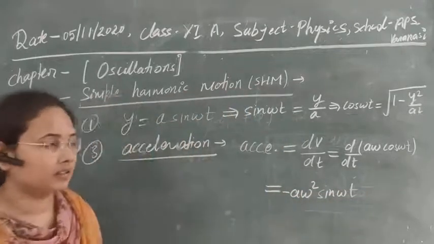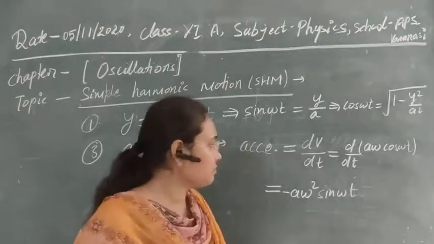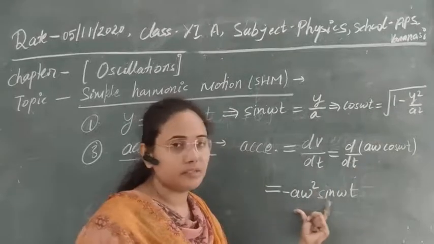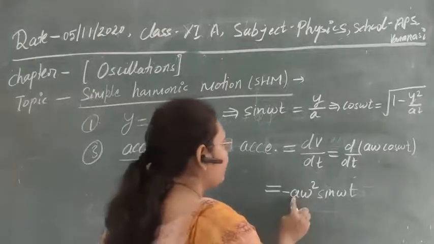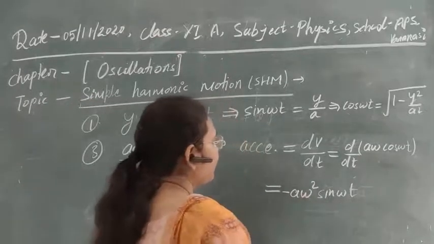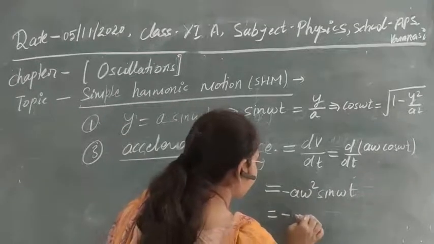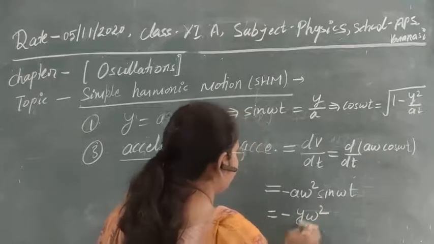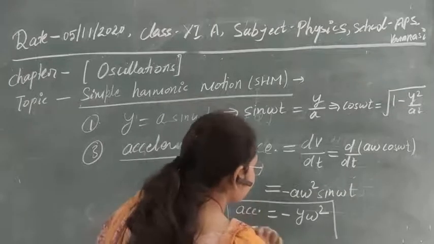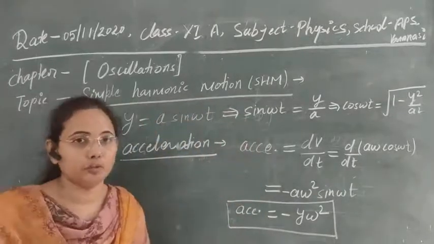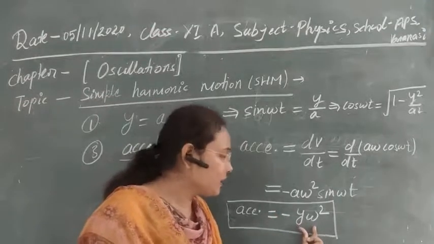Clear? Again we will get a constant omega here, and the differentiation of cos is minus sine. So with the help of this differentiation, we can easily obtain what the acceleration will be in this case. And finally, in place of a sine omega t, we can put y. So this value will be minus y omega square. So what will be the acceleration in the case of simple harmonic motion? If we talk in magnitude, its value is omega square y.